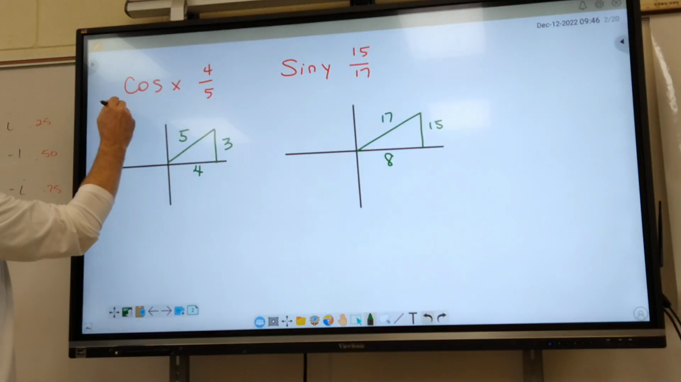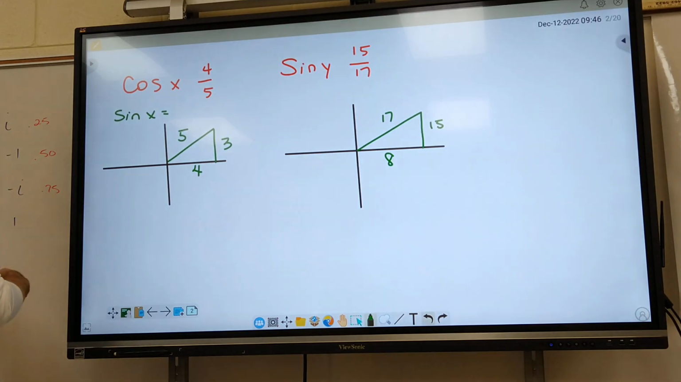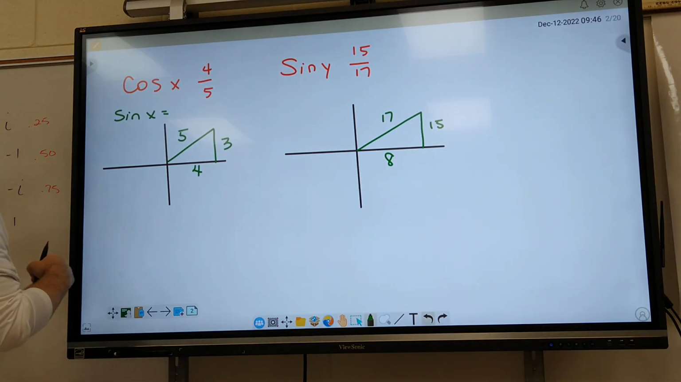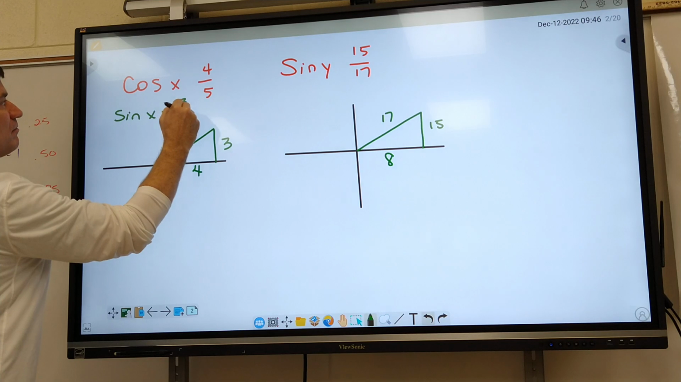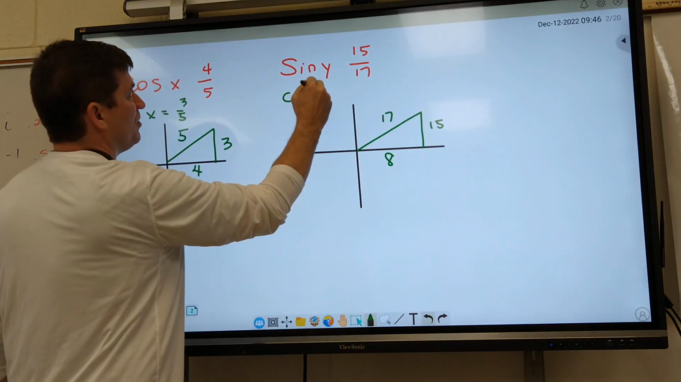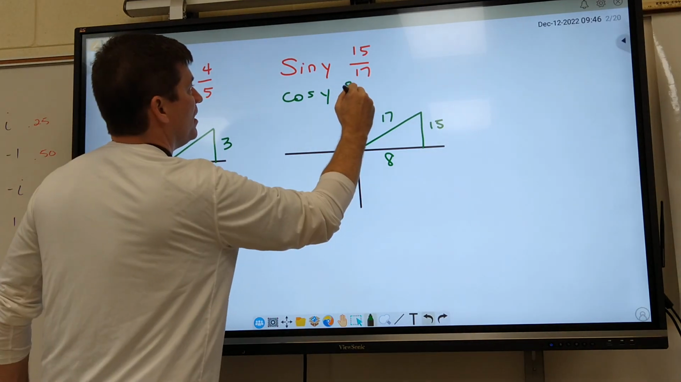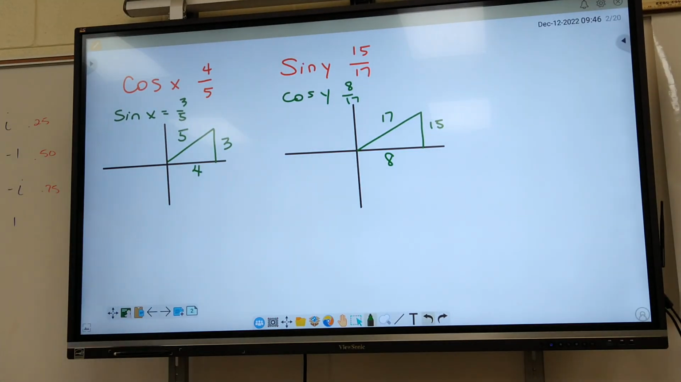Cosine is 4 over 5. What would sine be? Well, Hope, it says sine is y over r, so it'd be 3 over 5. All right, over here we got sine. What would cosine be over here? 8 over 17. Yep, 8 over 17. And the only reason for writing those is so you don't have to look them up later. All right, so here's how we do the problems.